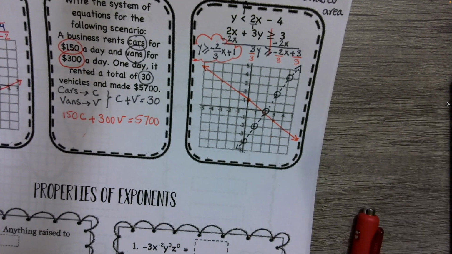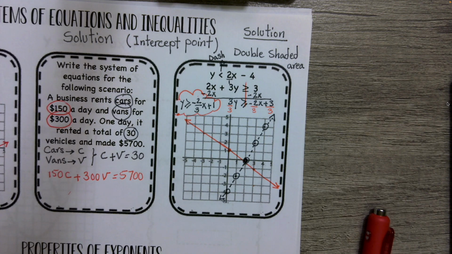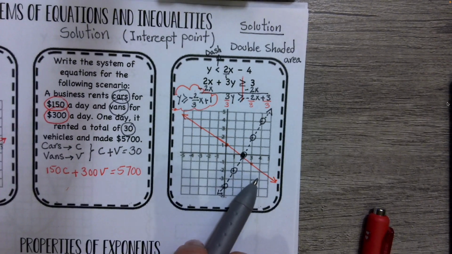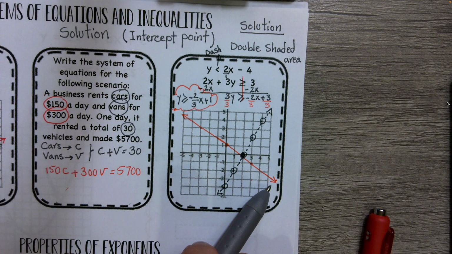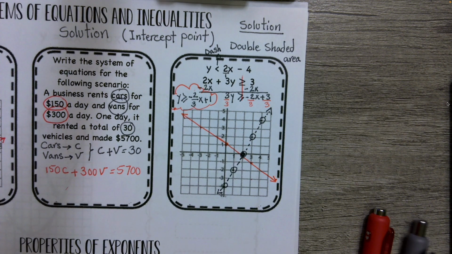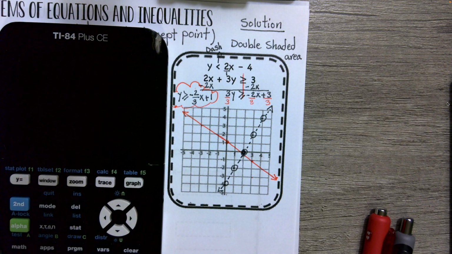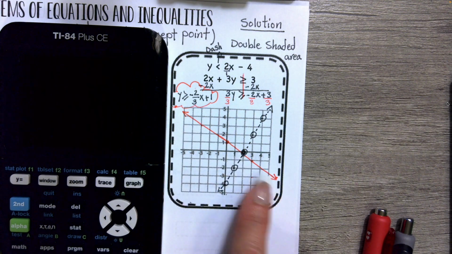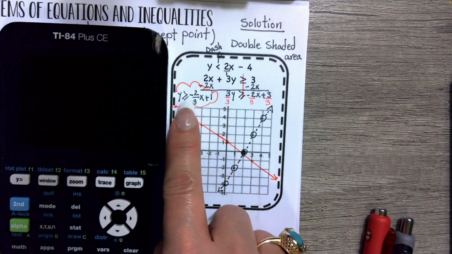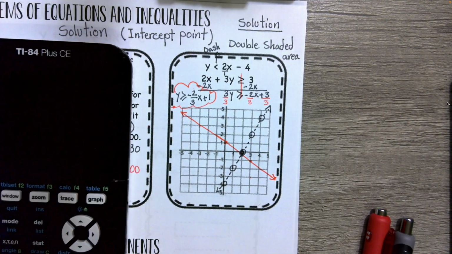Now, we know somewhere around here they touched each other, but we're not positive, right? Because we're doing it by hand, so it's not going to be very clear to see which point is the solution. So there you go. I have my calculator to be able to graph it. But one more thing. This one is solid, right? Why is it solid? Because I have an equal sign here. Okay, remember that.